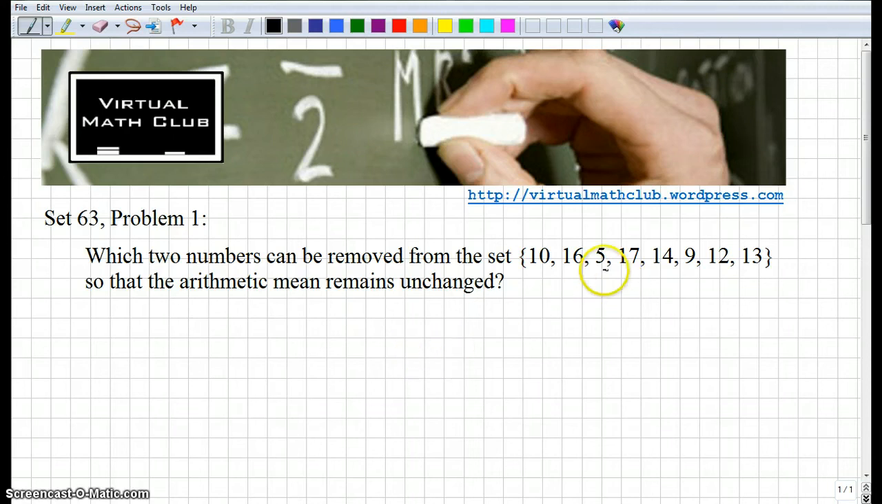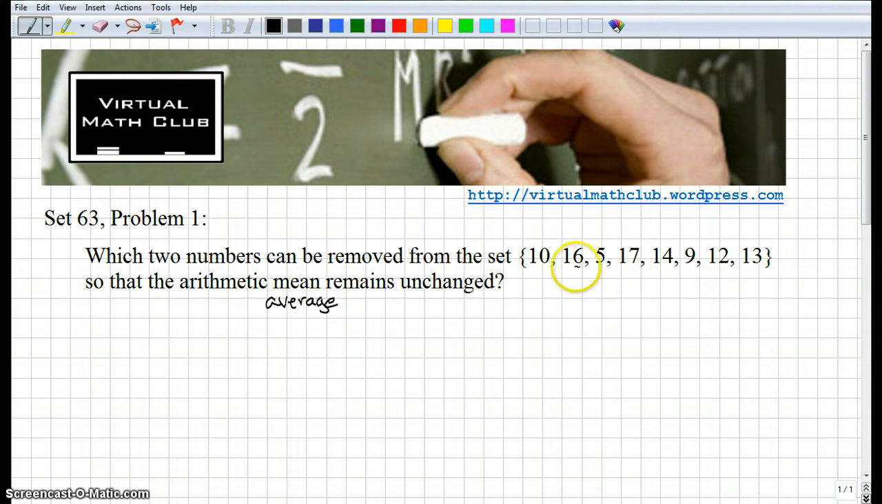Alright, we've got this set of numbers, and we're asked to figure out which two can be removed so that the arithmetic mean remains unchanged. So, let's first just figure out what the arithmetic mean is. I'm just going to add up all these numbers and then divide it by the number of numbers. That's what an arithmetic mean is. Some people call it the same thing as an average, okay? Same thing as an average.